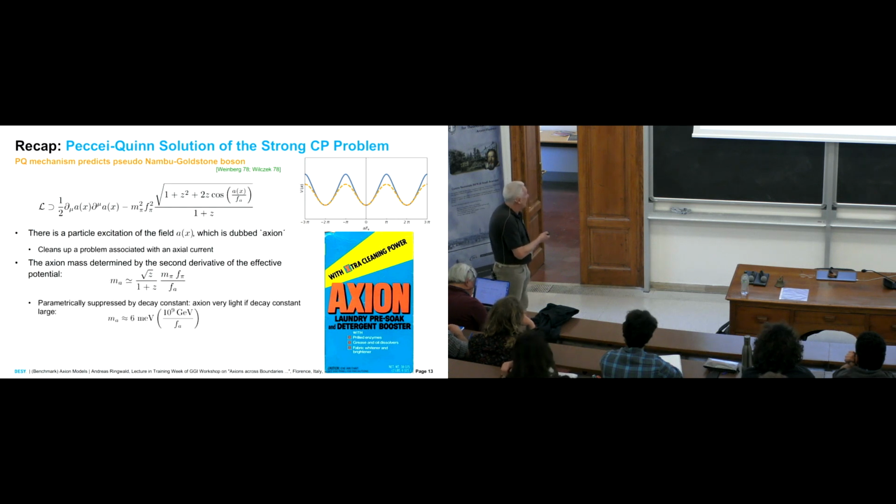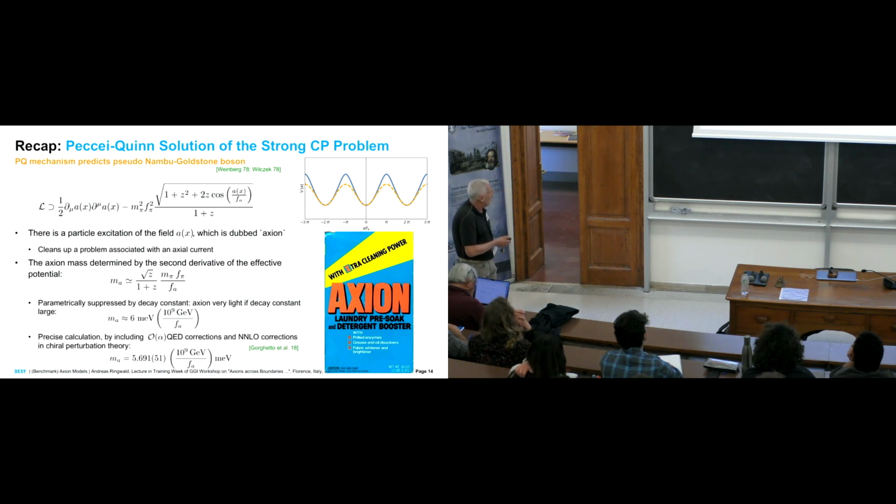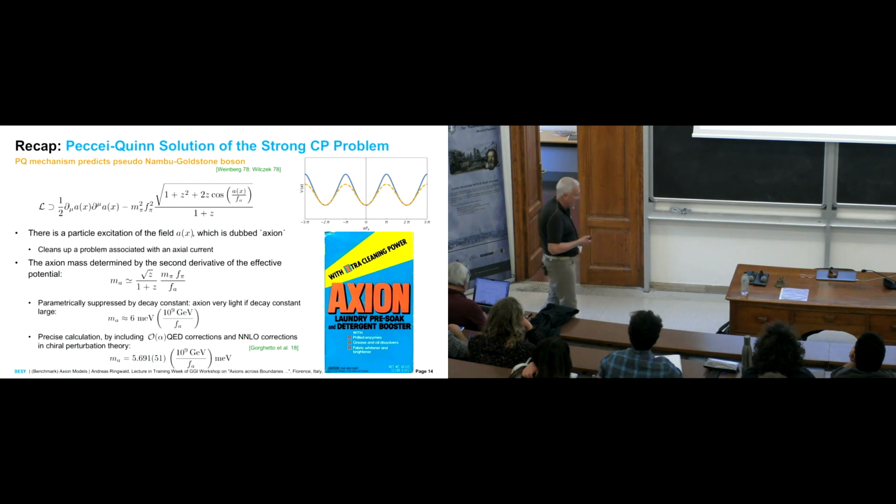If you put in numbers, it's 6 milli-electron volt for a decay constant of 10 to the 9 GeV. Or one can do it much more precisely by using NNLO corrections in chiral perturbation theory and taking into account also order alpha QED corrections to this result. So this is nowadays the best, most precise prediction for the axion mass in terms of the decay constant.